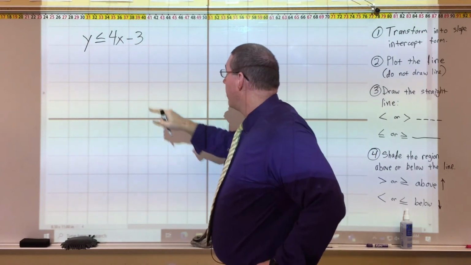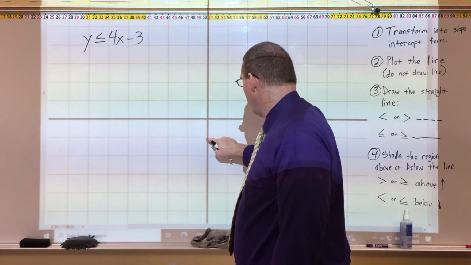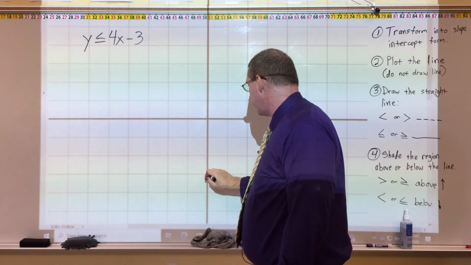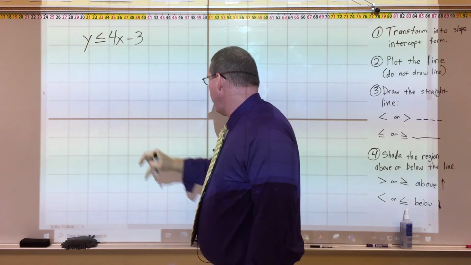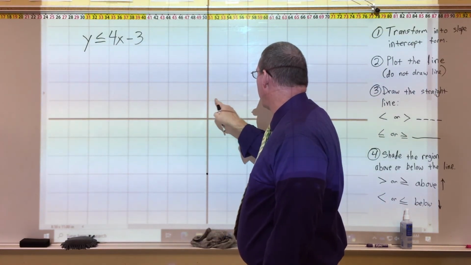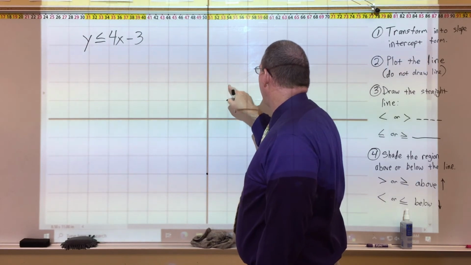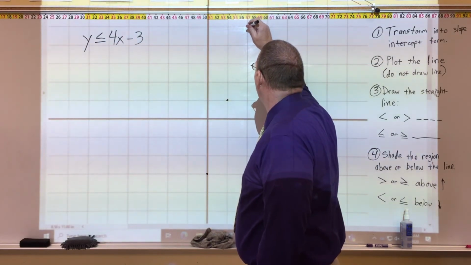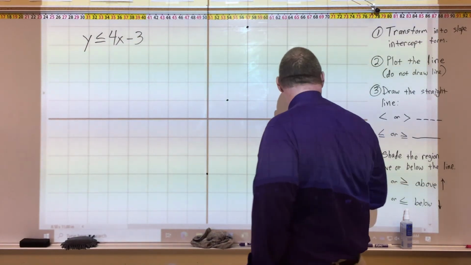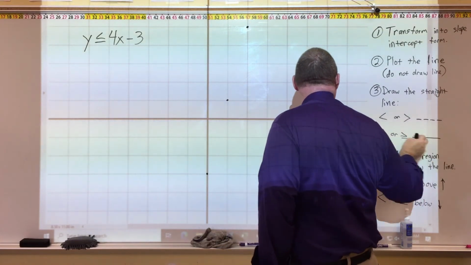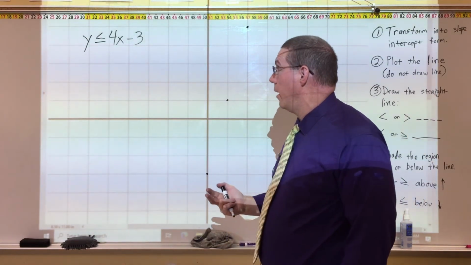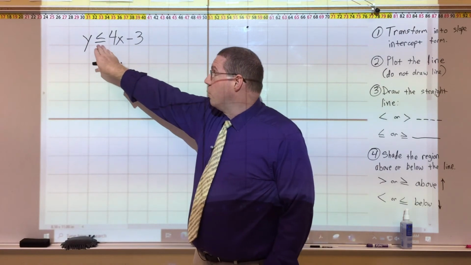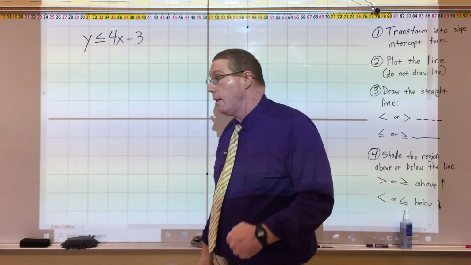We want to go to the y-intercept, which is negative 3. So we're going to go down 1, 2, 3, put a dot. We got a slope of 4. That means we got to go up 1, 2, 3, 4, and over 1. Then maybe again 1, 2, 3, 4, and over 1. Okay. Now, are we going to draw a dashed line or a solid line? Okay. Well, we've got the or equal to, and that means that we're going to do a solid line.